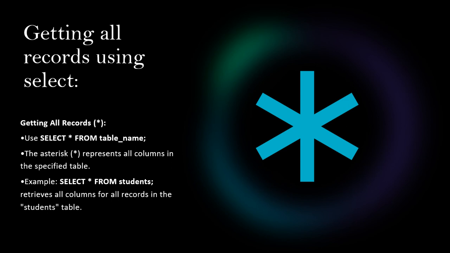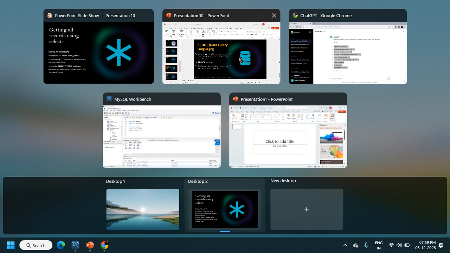Getting all records: if we want to get all records, we can use the asterisk. The command goes like select star from the table name. The asterisk represents all columns in a specified table. For example, the syntax is select star from student, that's my table. It retrieves all the columns from the records in the student table. So let's see it in the workbench itself.